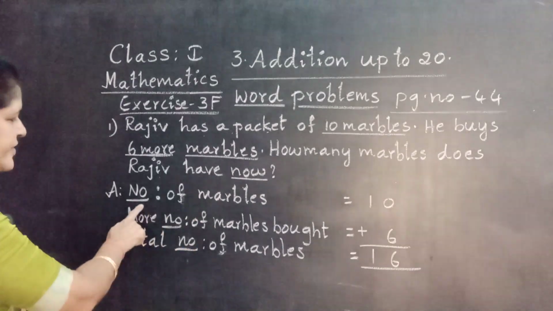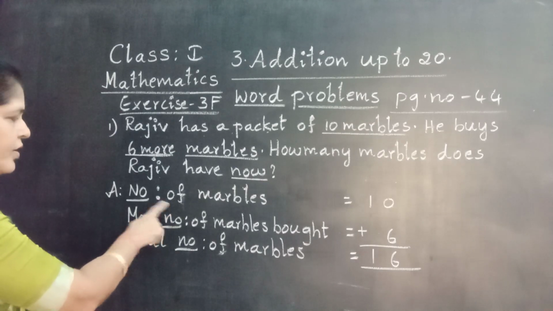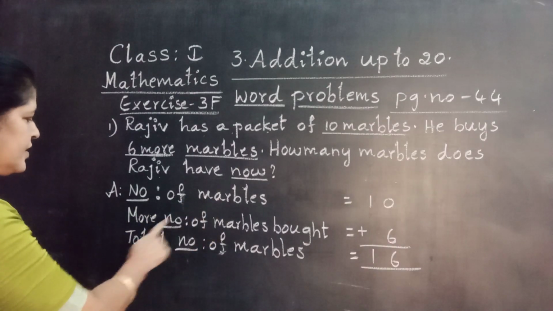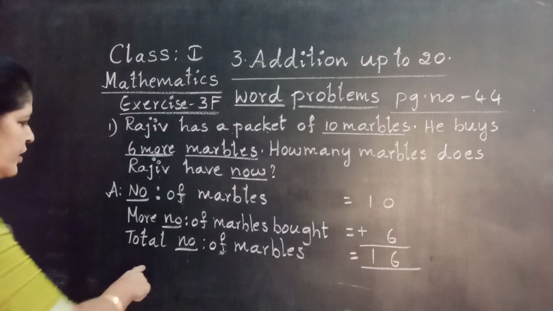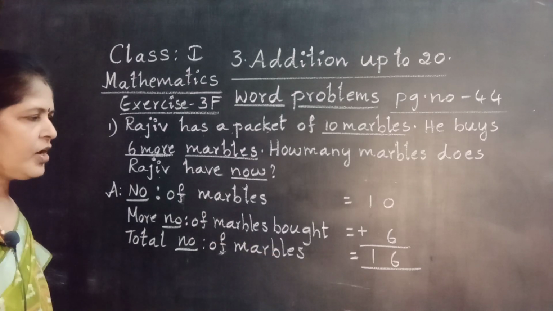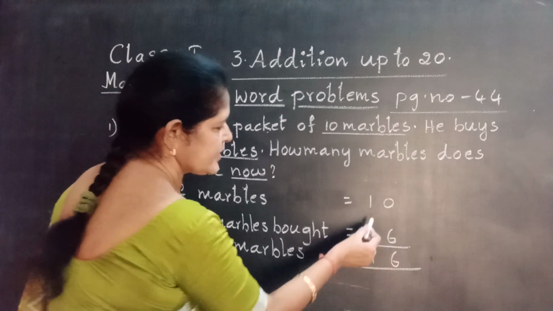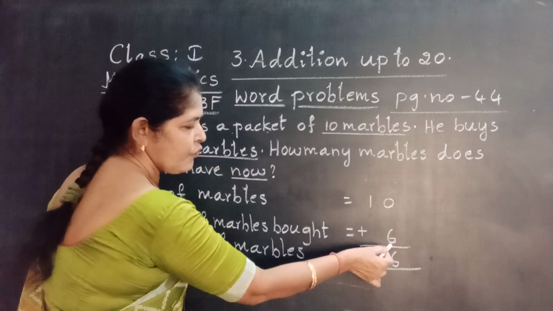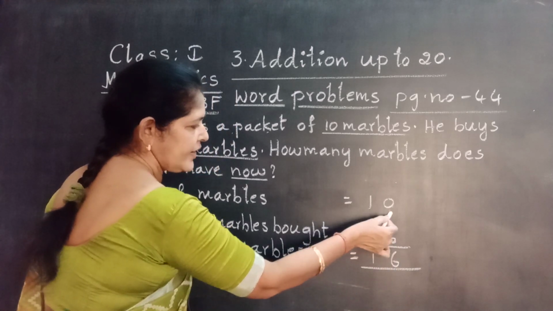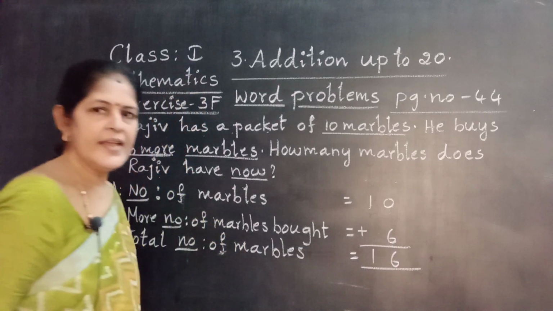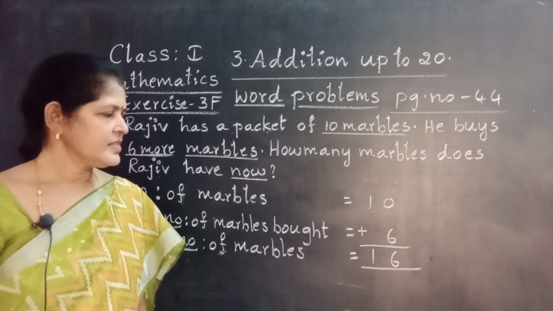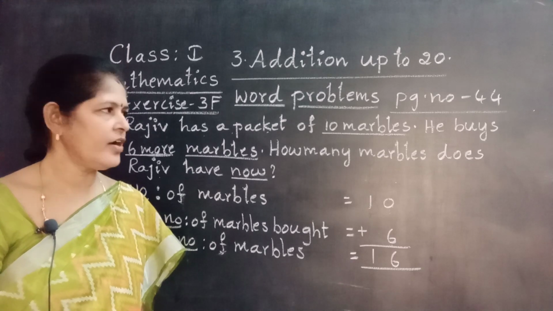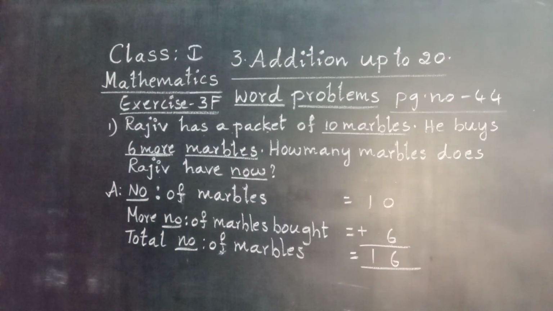This is read as number of marbles. More number of marbles bought by Raju. Total number of marbles 10 plus 6. A two-digit number and a one-digit number. 1 ten and 6 ones make 16. Now how many marbles does Raju have? 16. Very good.